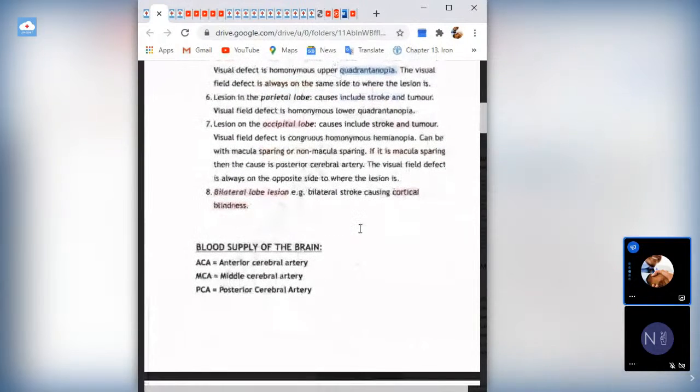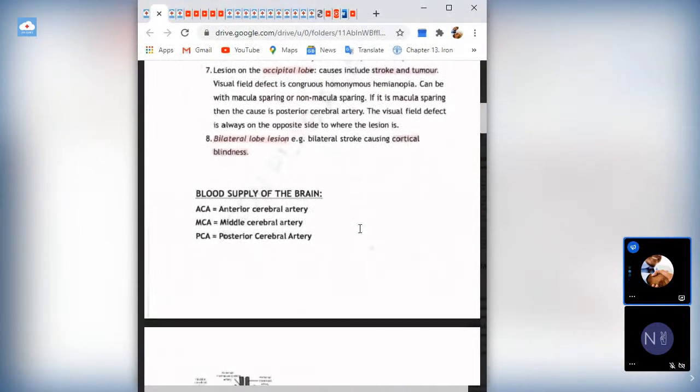A bilateral lobe lesion will cause cortical blindness, like I mentioned earlier. So when it's bilateral, it causes something known as cortical blindness. That means this patient feels that he can see, but in actual sense he cannot see. So the patient denies that he's blind, but all evidence points to the fact that he's blind because he bumps into objects and does not recognize faces. If you ask him, can you see me, he says yes, but he can't see you, maybe because he'll be looking somewhere else and saying yes, he can see.